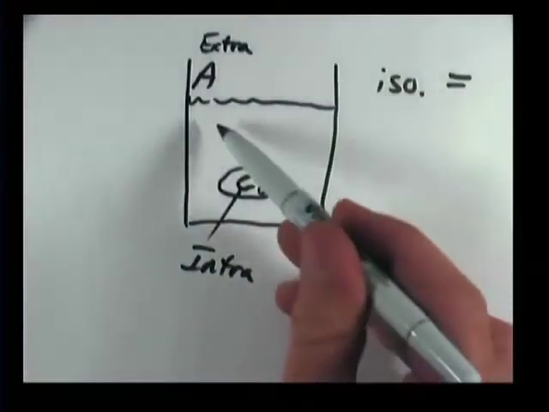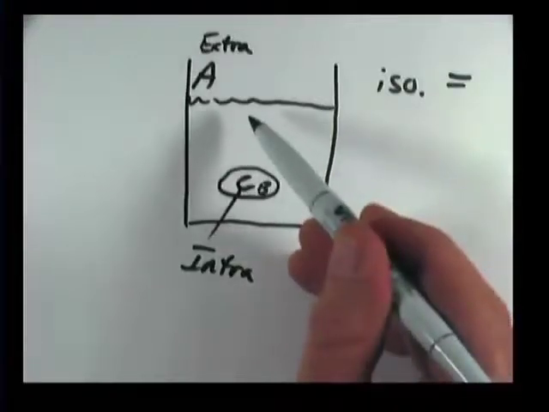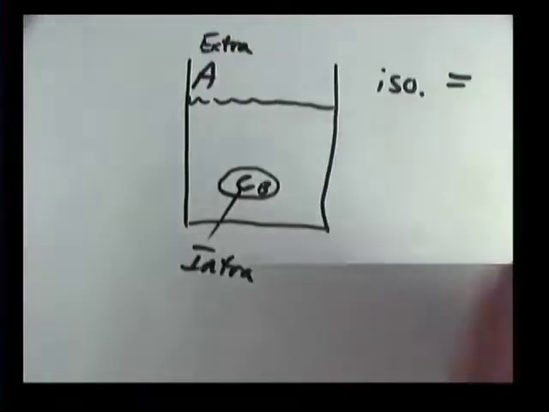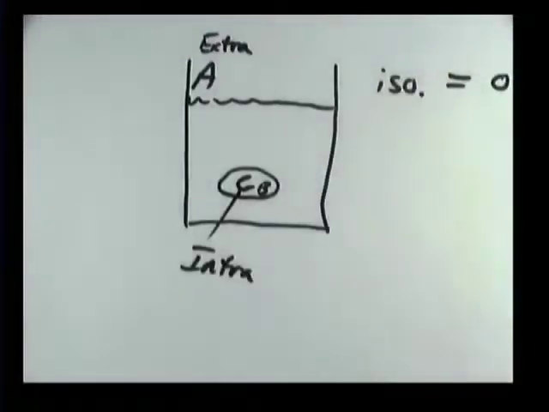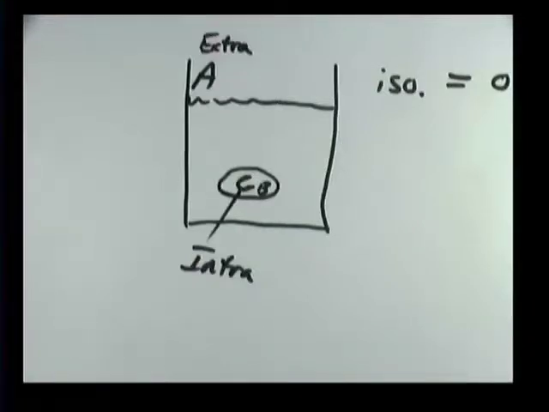Therefore, will water move from A to B? Yeah. Will water move from B to A? Yes. But the net movement of water will be 0. In other words, I'm going to get some moving in, some moving out, but no change. Therefore, will my cell shrink? No. Will my cell swell? No. So those are equal, with isotonic.